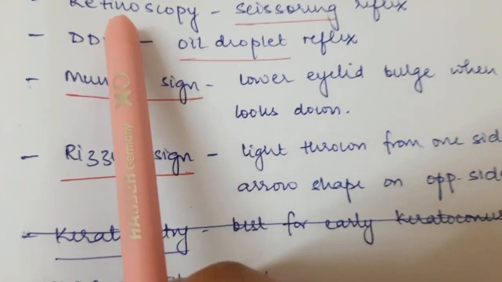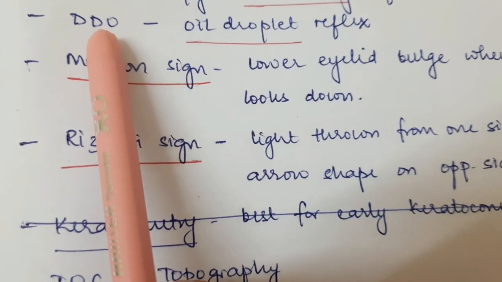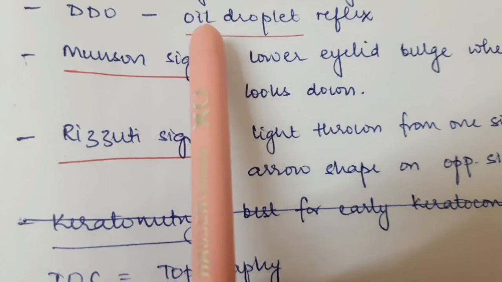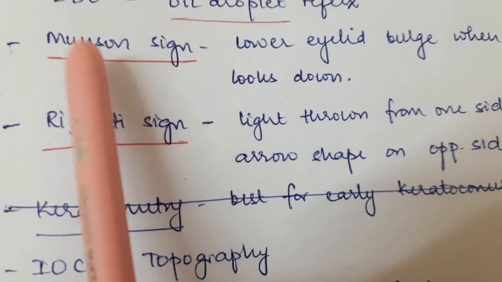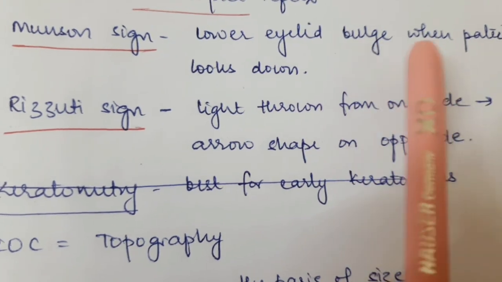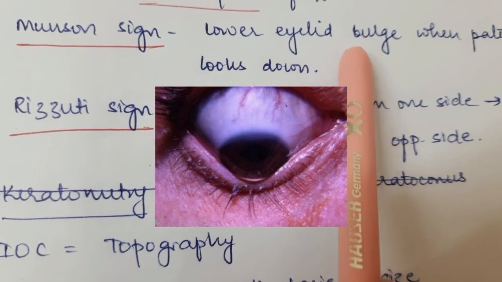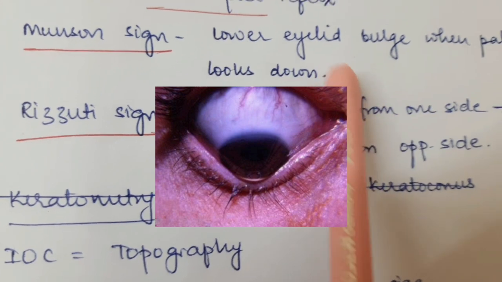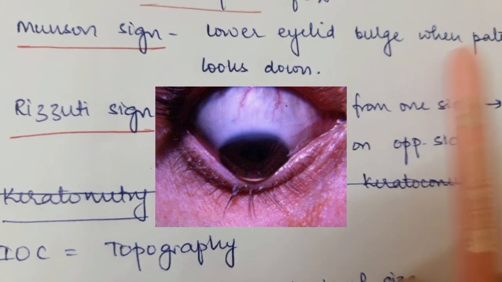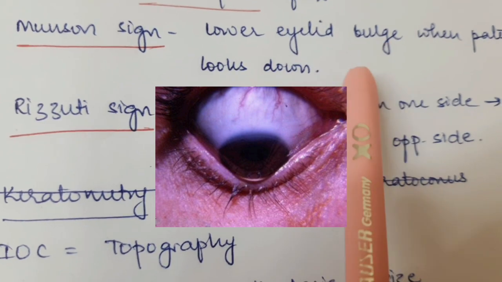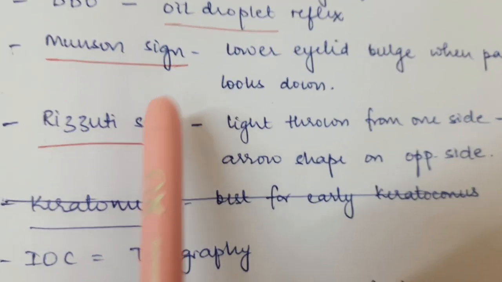Some specific signs are on retinoscopy, we will see a scissoring reflex. On distant direct ophthalmoscopy, we will see an oil droplet reflex. Then we have Munson's sign. In Munson's sign, when the patient is asked to look down, the lower eyelid will bulge due to the ectatic cornea. So we know that the cone type anomaly is bulging out, and when the patient looks down, this bulge causes the lower eyelid to bulge out. This is called Munson's sign.